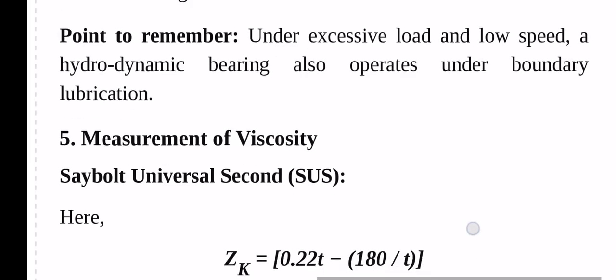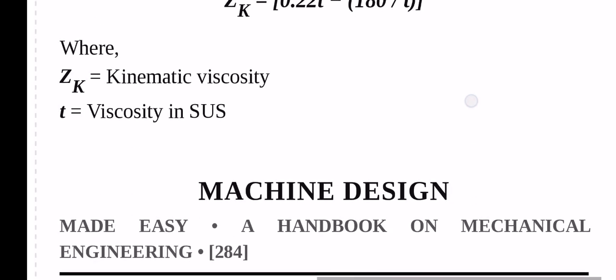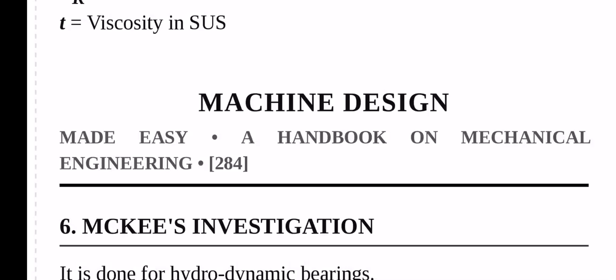Measurement of viscosity: Saybolt Universal Seconds. Zk is equal to 0.22 T minus 180 by T, where Zk is kinematic viscosity, T is viscosity in SUS.